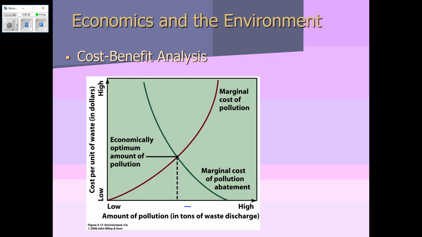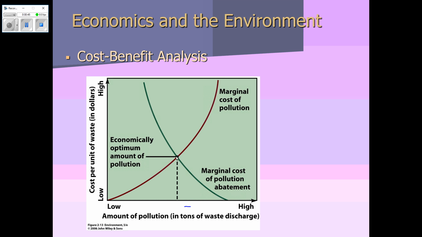So we looked at the marginal cost of pollution, and we also have looked at the marginal cost of pollution abatement. And so the previous video discusses those two. If we take both of those lines and we put them on the same graph, we have our red line representing marginal cost of pollution. Green is the marginal cost of pollution abatement. Remember, abatement, this is the cost to stop polluting.